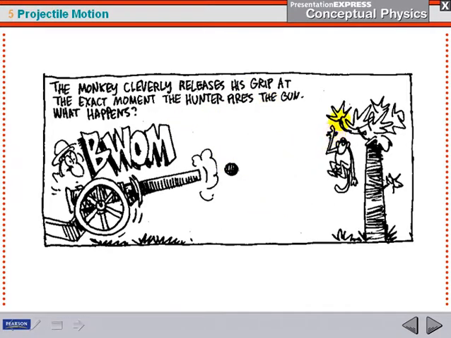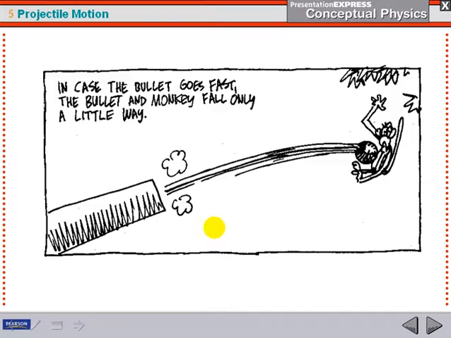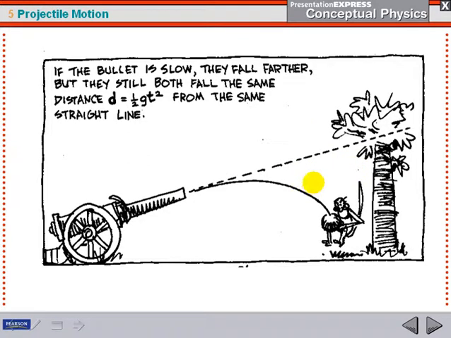At the moment the monkey releases his grip from the tree, the hunter fires the cannon. The question is what's going to happen? Well, the bullet is always going to hit the monkey. The monkey is going to fall the same distance down as the bullet is going to fall from its straight line path, so they're going to hit each other. And the cool thing about it is it doesn't matter how far the cannon is away. It's always going to hit the monkey, because it's always going to fall the same amount from this idealized path as the monkey is.